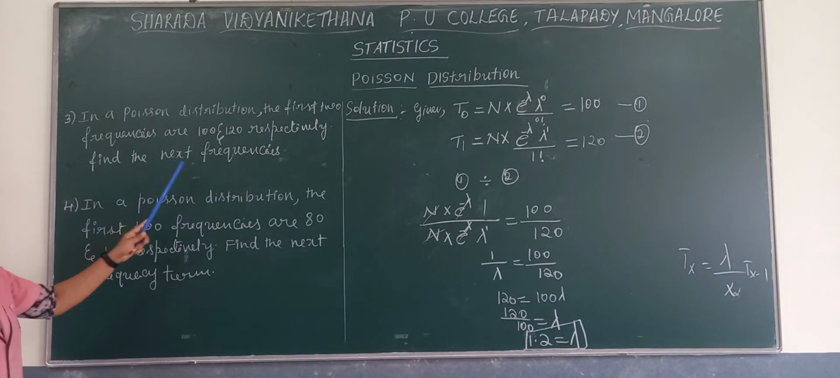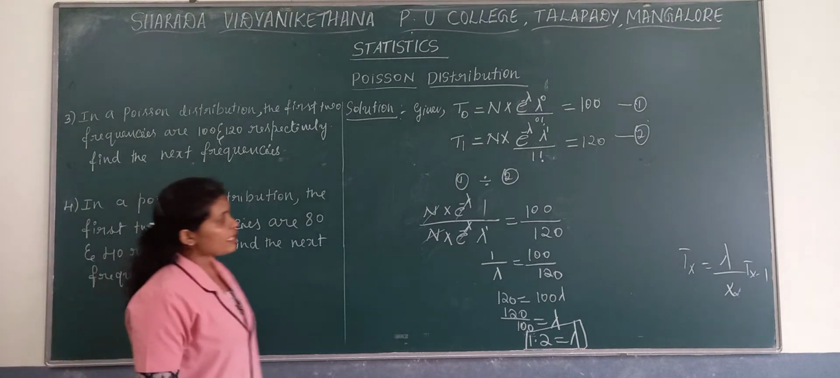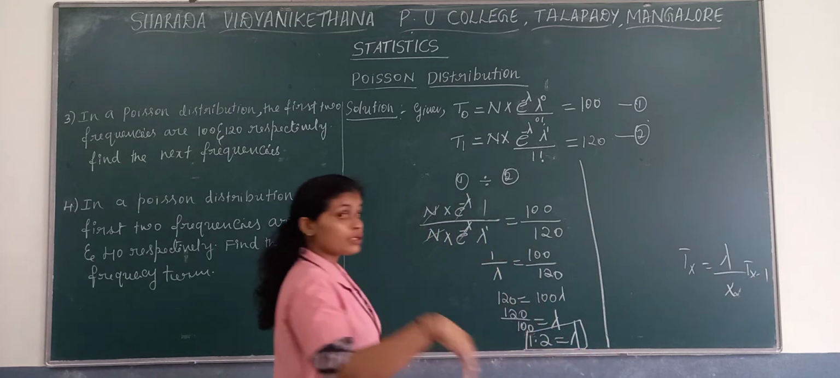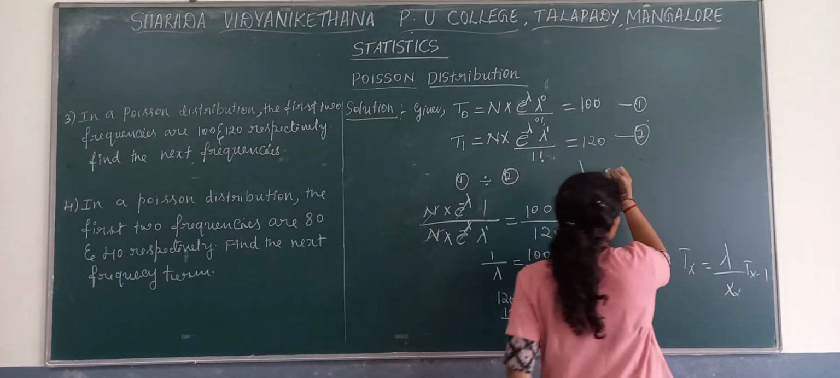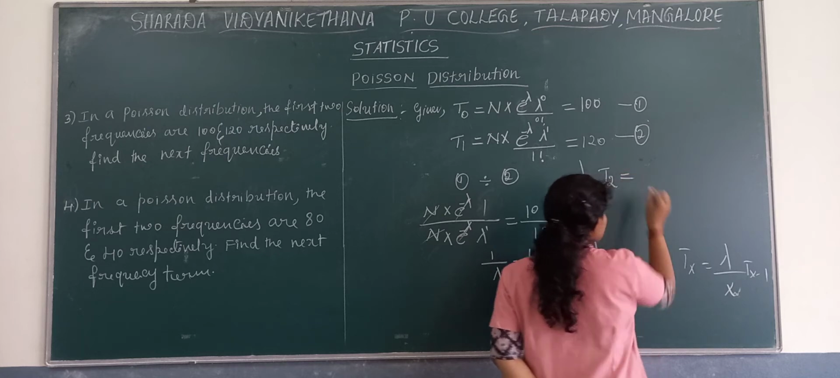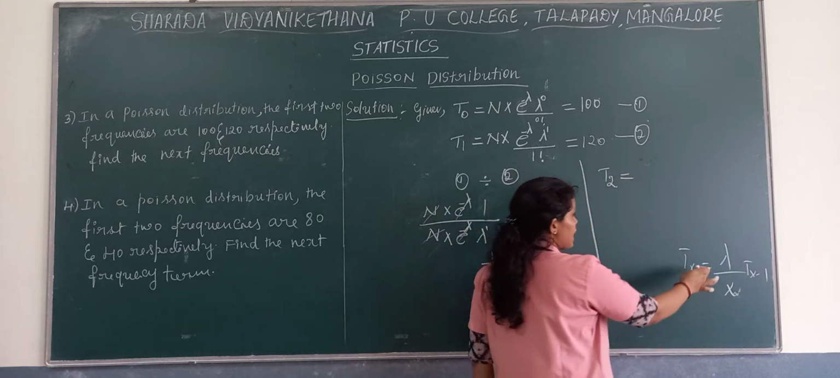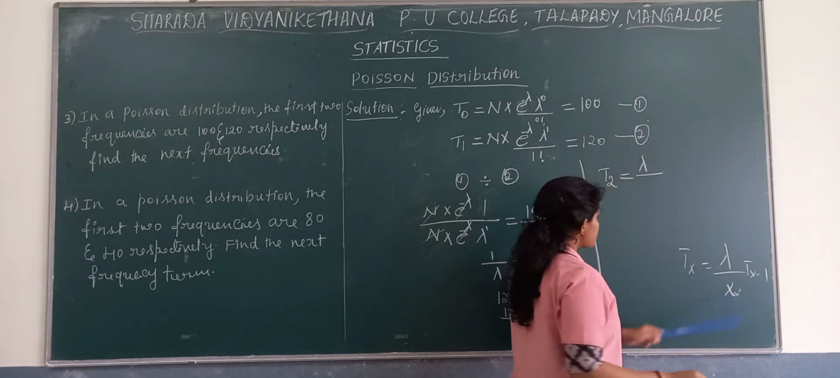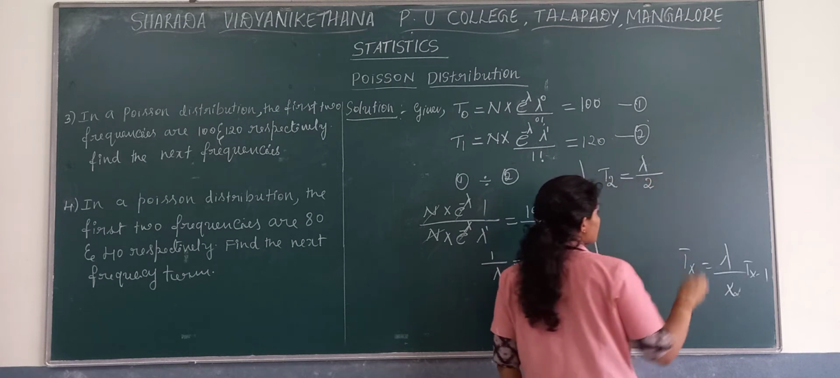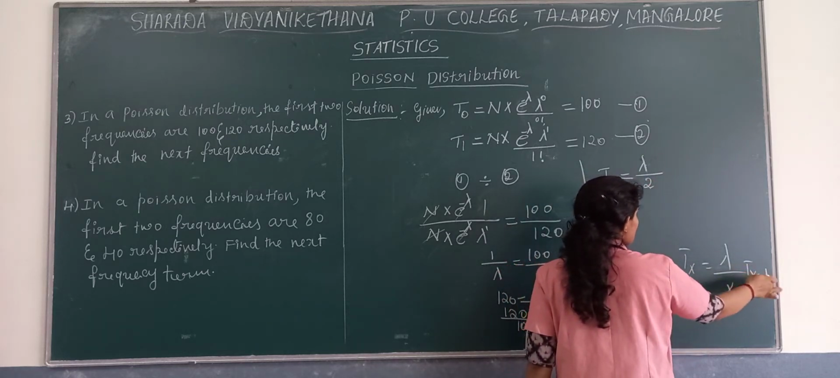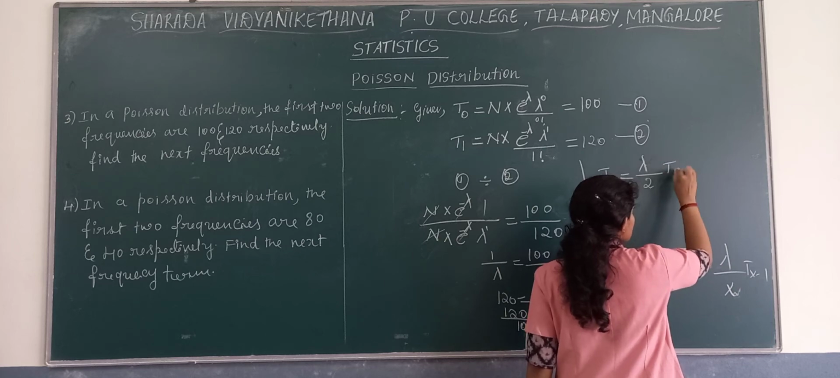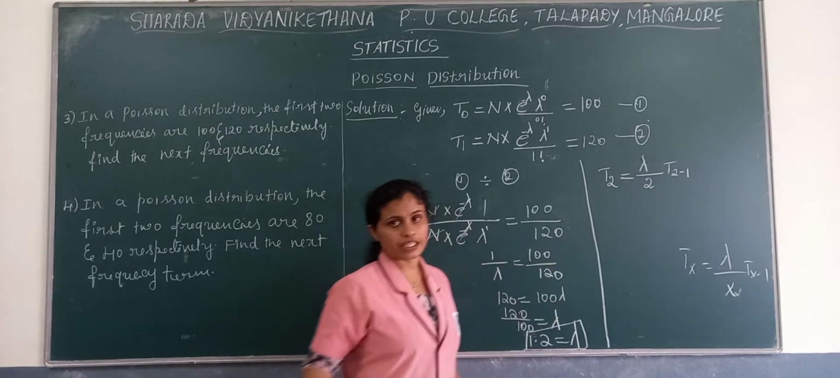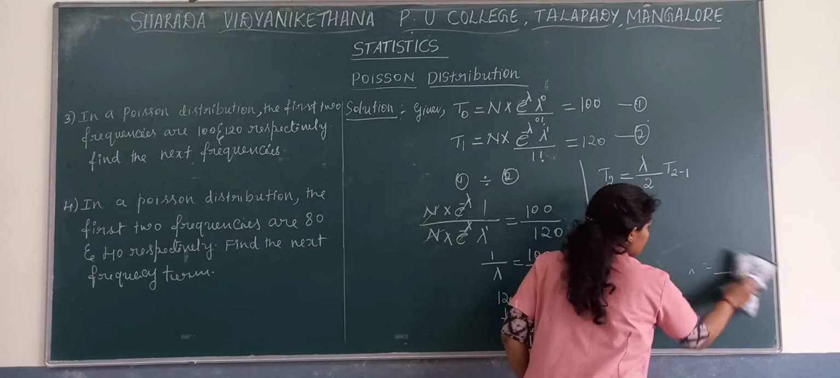Now what we have to find is the next frequency. T0 and T1 they have given, and we need to find T2. T2 is equal to this formula: lambda divided by x, where x is 2 here, into Tx minus 1, that is 2 minus 1. This I have written for your understanding. It is not necessary; you can directly take the values into that particular formula.